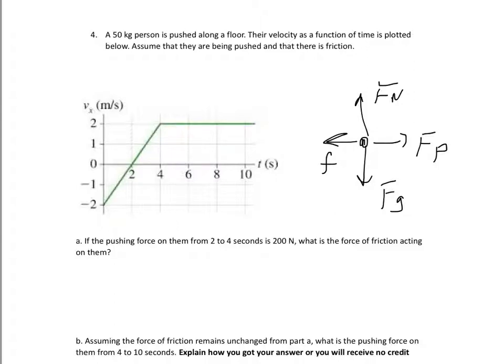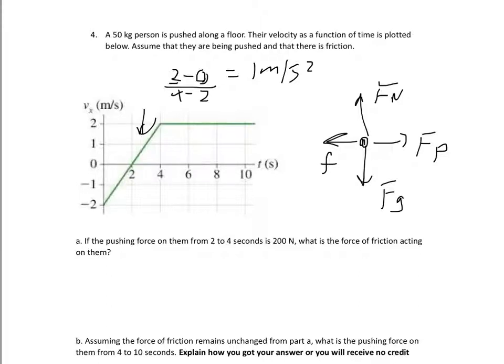Now, notice something. From 2 to 4 seconds, we've got an acceleration here. So let's actually get that from the slope. And when we do that, that's going to be rise over run. So that's going to be 2 minus 0 over 4 minus 2. And that's going to give us 1 meter per second squared.